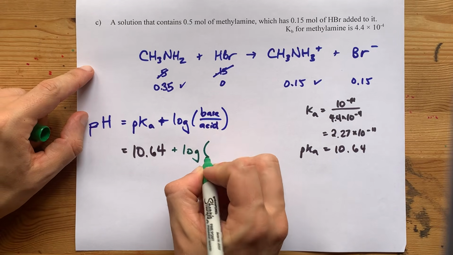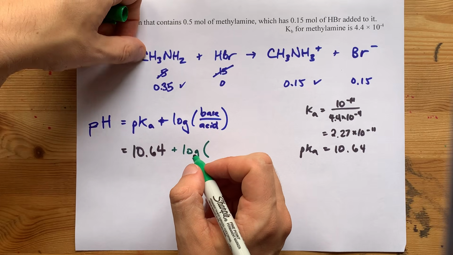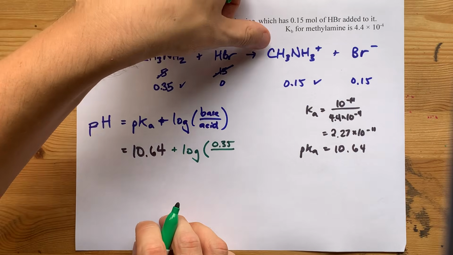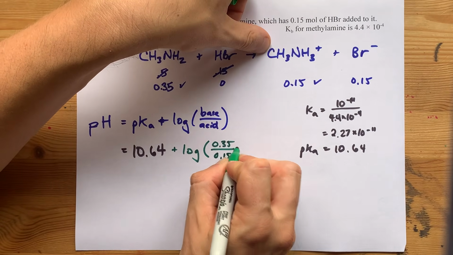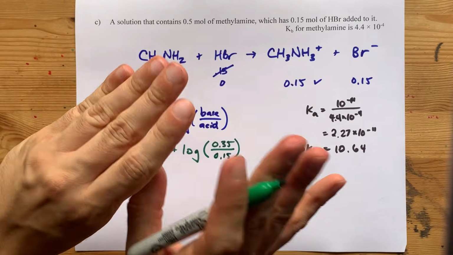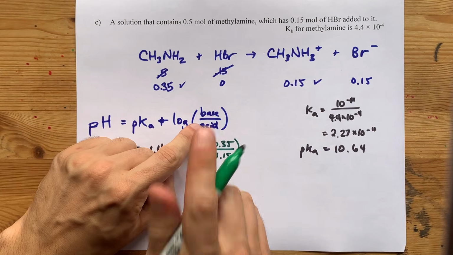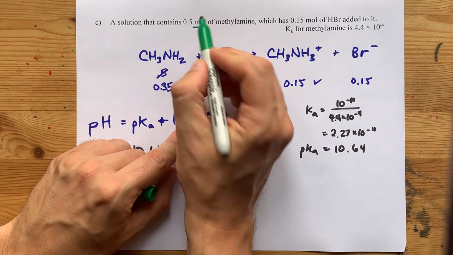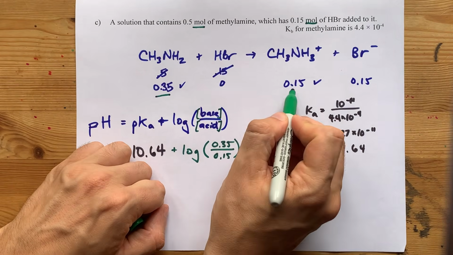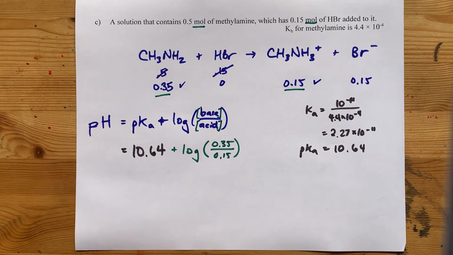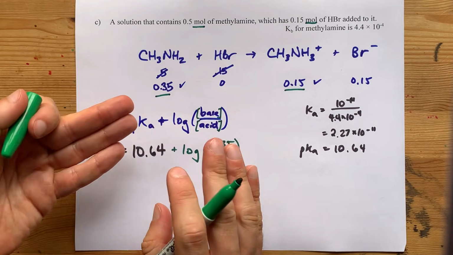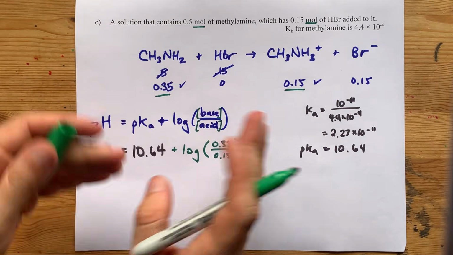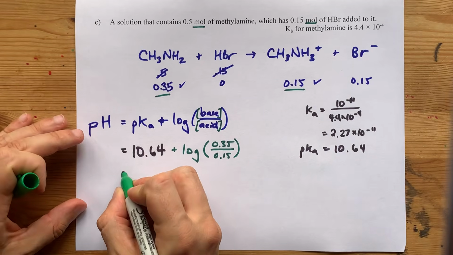We have to add the log of base. The base concentration is 0.35. The acid concentration is 0.15. They're not concentrations. It's supposed to be concentration in this formula, but again, I'm using the shortcut where I can use raw numbers of moles instead of actual concentration. Just saves me from having to divide my volume twice to get concentration, and then those are going to cancel each other out anyways.